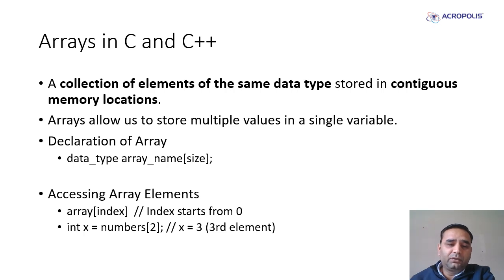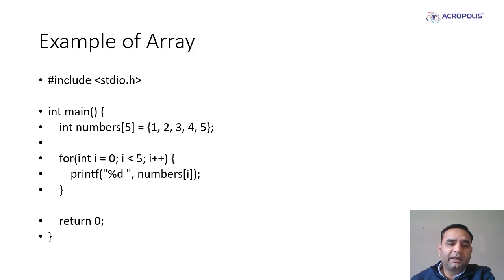For the declaration of an array, we have to define the data type of the array, then the array name and the size. For accessing an array, we use index numbers that always start from 0 to access any element of the array. In this example, we have created an array of numbers with 5 elements that are initialized with the values 1, 2, 3, 4 and 5. To print those values, we can use a for loop, and with the index number we can print those values.